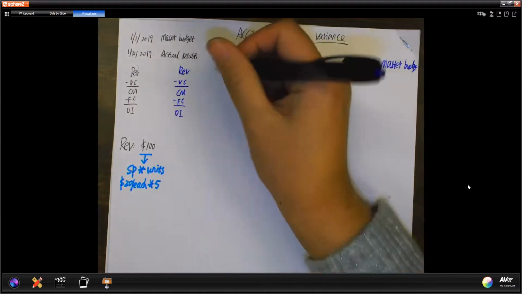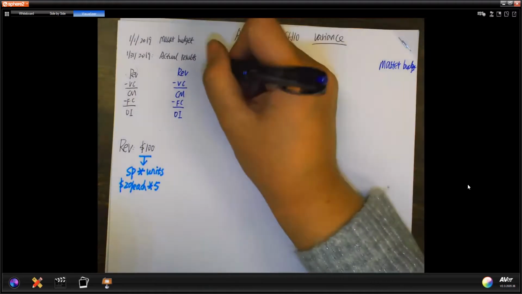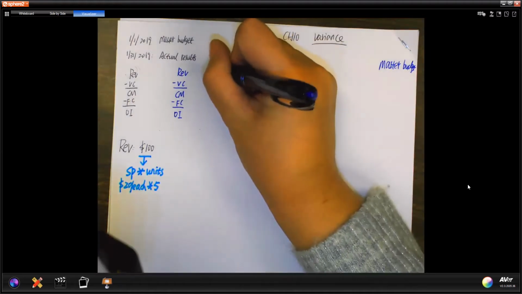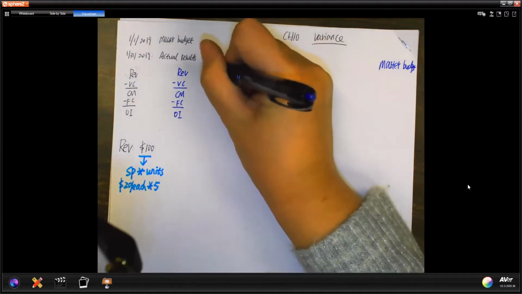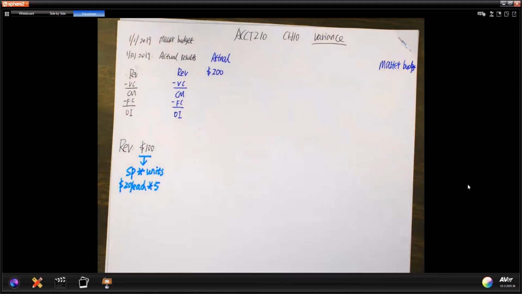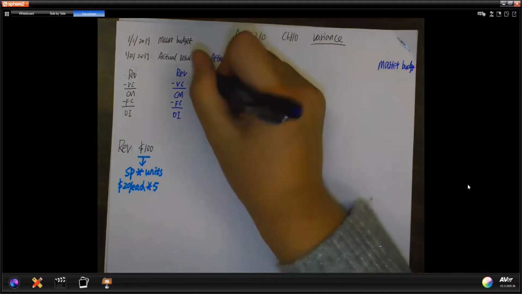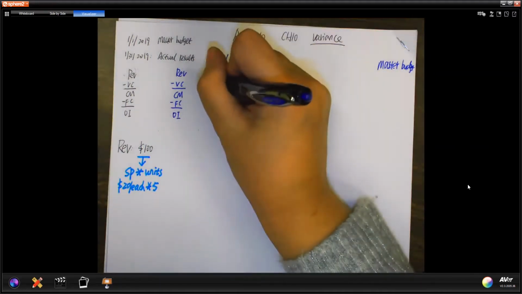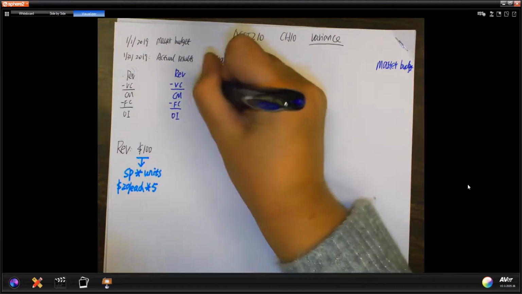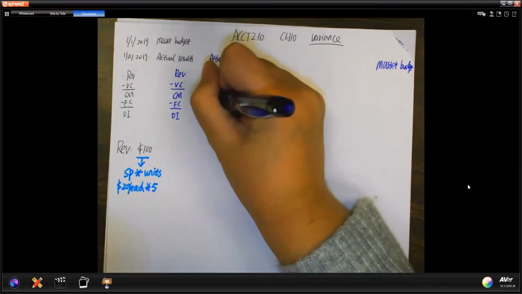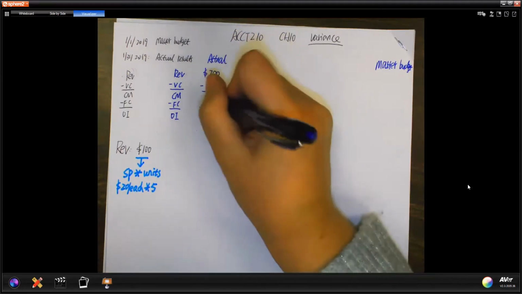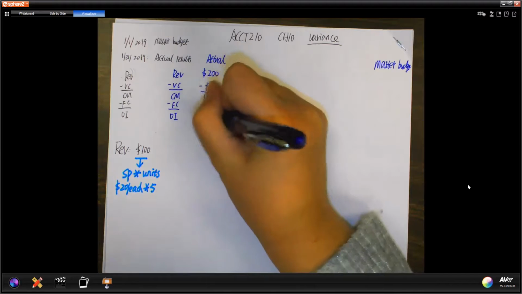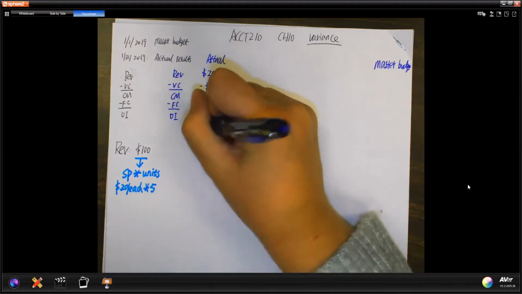So we found out that our actual revenue makes up a number like $200. We totally sold $200 of our sales revenue. We minus variable cost, maybe $70. We got our contribution margin of $130. We minus fixed cost of $40. We got our operating income is $90.